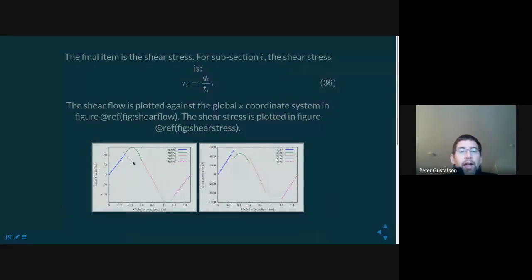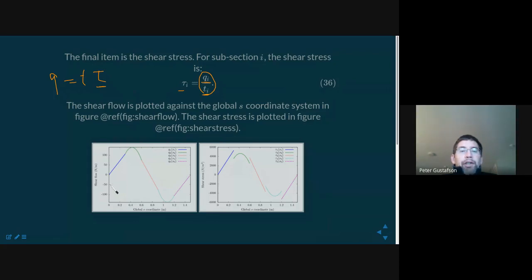The last thing to pay attention to here is that we need to calculate the shear stress. By definition, you recall we defined Q as being equal to the thickness times the shear stress. If we solve for shear stress, it becomes Q over T. That applies for each individual segment. Since we know what Q is and we know what T is, we can go ahead and say that we know what shear stress is.